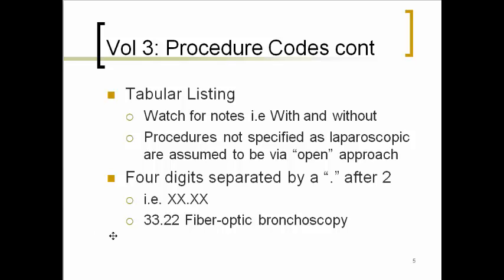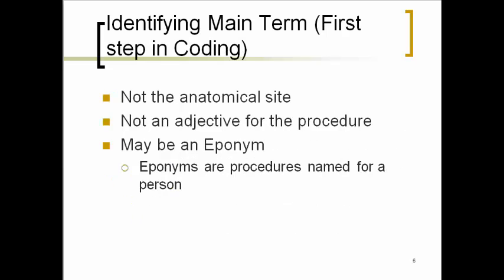Also note the format. The procedure codes are designated by 4 digits separated by a decimal point after the second place. For instance, 33.22. Very important when you're listing procedures to put the decimal point in the correct place so they don't get confused with the diagnosis code.